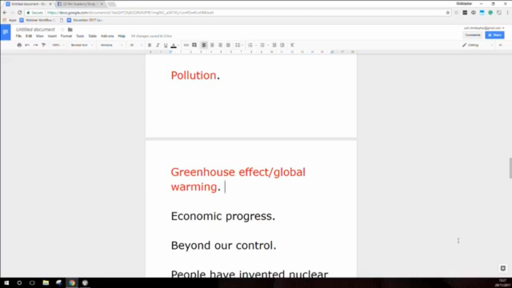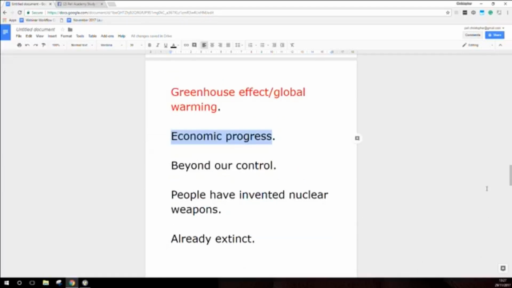So, economic progress, pretty good. Again, I would like you to be a little bit more specific. You could say something like, we cannot save the planet because it's more important to keep growing the economy or keep progressing the economy or improving the economy. Basically, the economy is more important than the planet. Many people, including Donald Trump, would think that. So again, this is pretty good. Just try and make it a little bit more specific. Beyond our control. Pretty good. Basically, man cannot do anything about it, and we do not have the means, we do not have the control to be able to do it.